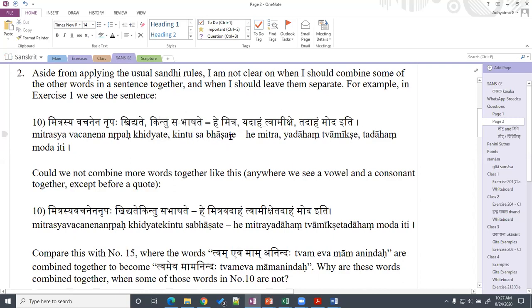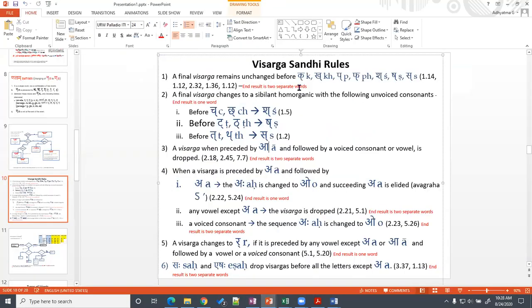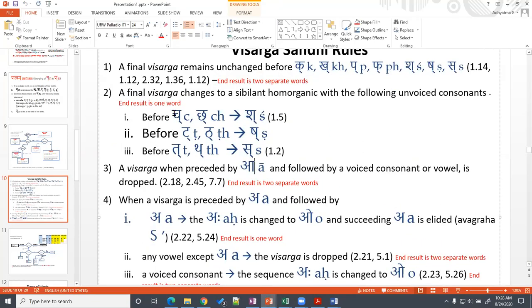So if it's ending in a vowel, it will not combine with the following word. They will remain separate, unless sandhi rules apply. So sandhi rules are here which tell you whether it remains one word or two words. Here in the visarga sandhi, the end result is two separate words. Here, the end result is one word. So we have already fixed these rules here.